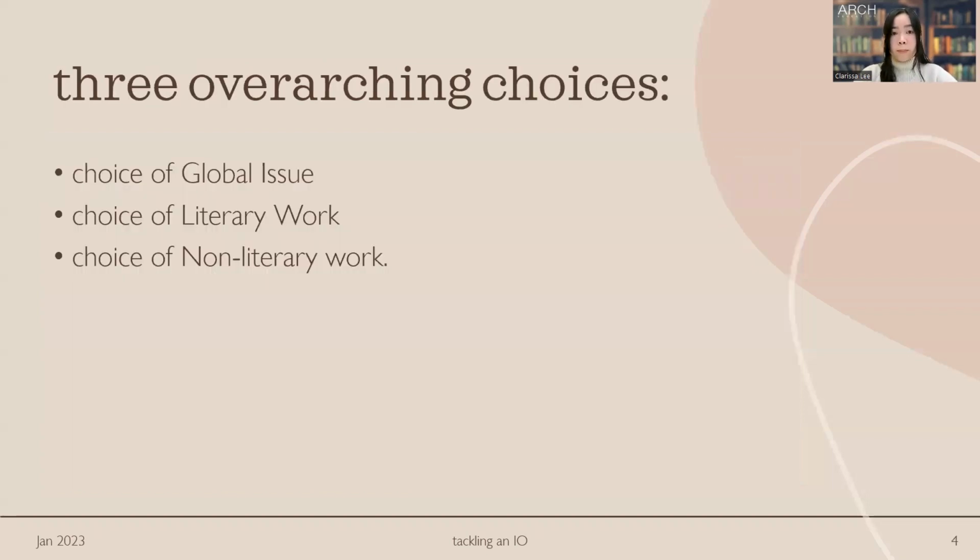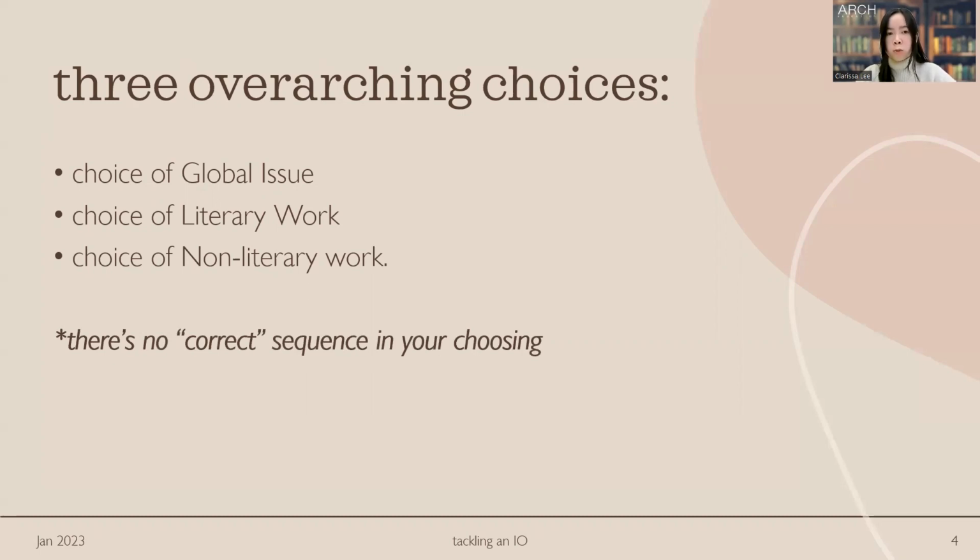So, obviously the first step in tackling your IO would be you have to make 3 overarching choices of the things that I've been talking about. So there's the choice of the global issue, and then obviously there's the choice of your literary work, and then the choice of your non-literary work, right? So the obvious question that would probably pop up when you're looking at this slide is, which choice do I make first? Am I supposed to choose my GI, my global issue first, or am I supposed to choose my text first? So a little bit of a cop-out, but the answer to this is actually that there's no correct sequencing in your choosing. So the obvious answer is that there's no right answer.